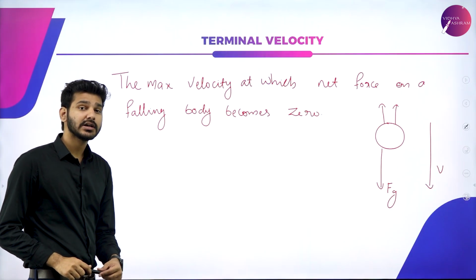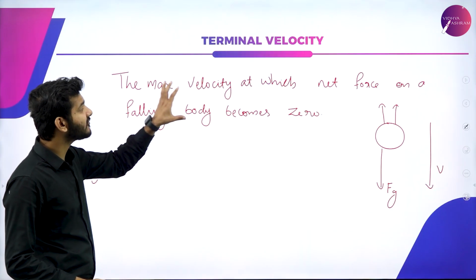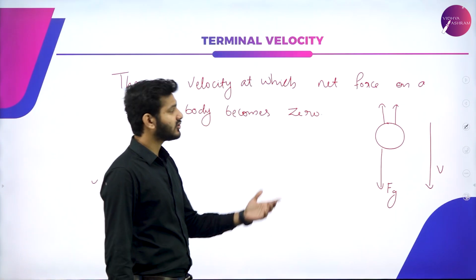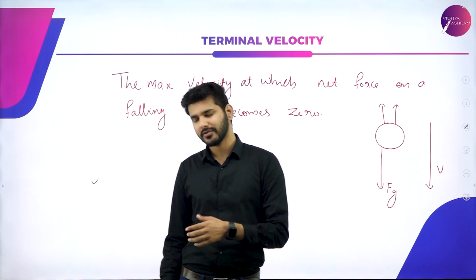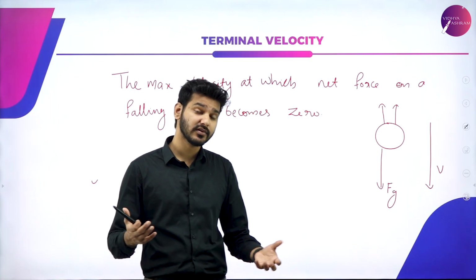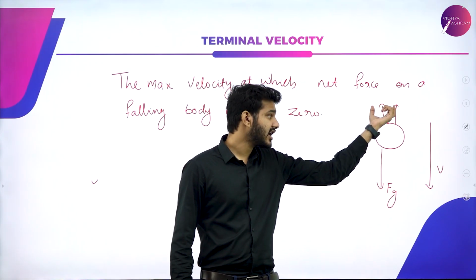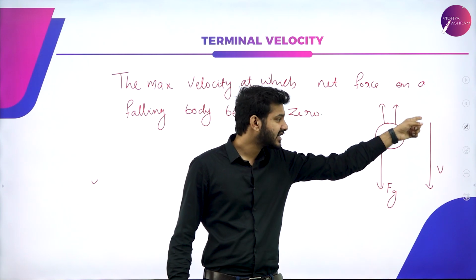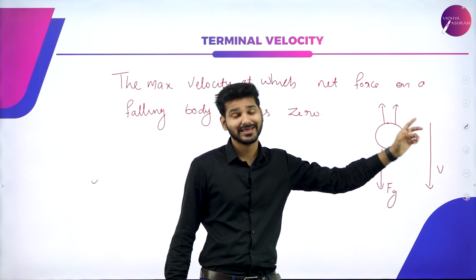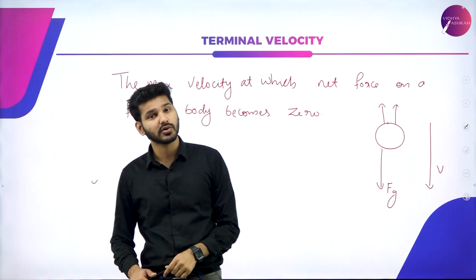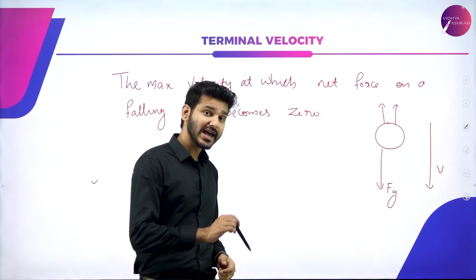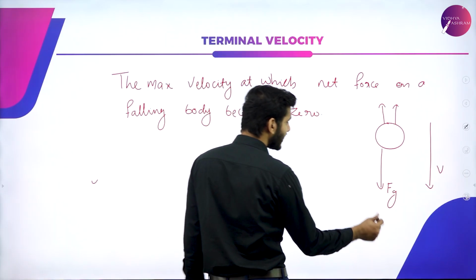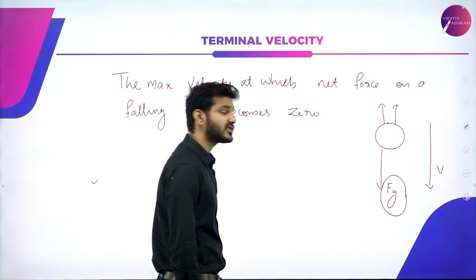So again, we can define terminal velocity as the maximum velocity at which the net force on a falling body becomes 0. If we take the example of a raindrop or any other material falling under the influence of gravity, after some time it attains a constant velocity, and that particular maximum velocity is known as terminal velocity. And why it happens is because the forces are balanced out. So again, if any object is falling, it is because it is under the influence of gravity.